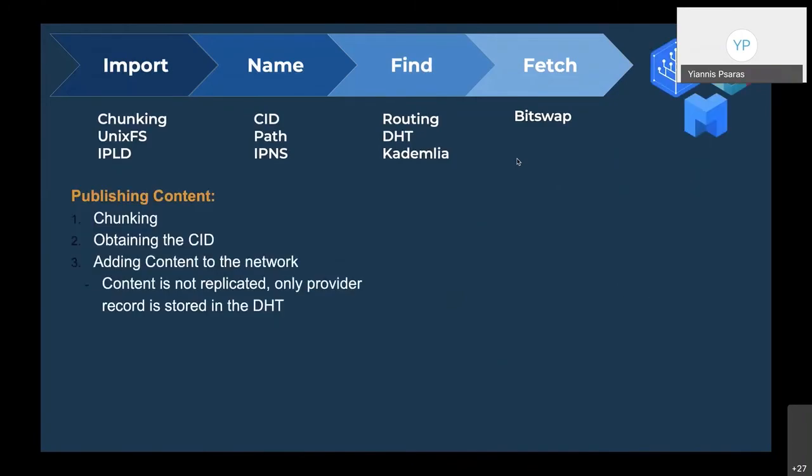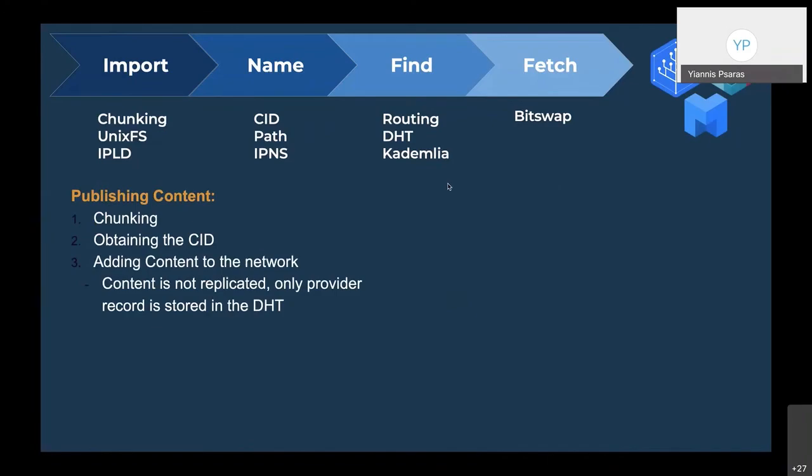In summary, when publishing content in the IPFS network, you first have to chunk the content, calculate the CID of the content, then add the content to the network, which does not mean that if a user is adding content, that this content is replicated elsewhere. It means that the user is making available the local memory of their own node, and is basically putting in the network a provider record.